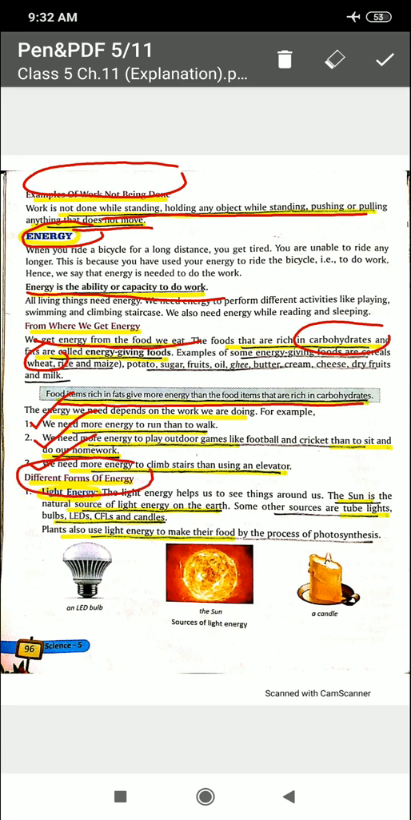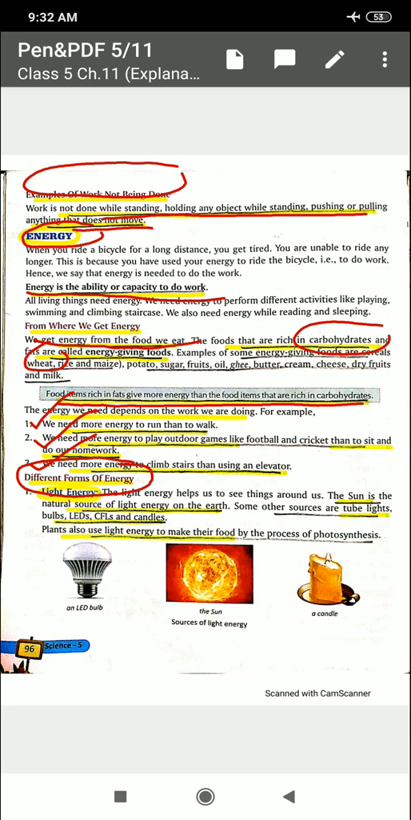Now see here, the next topic is different forms of energy. In your surroundings, in your daily life, you can easily see and observe different forms of energy. For example, light energy. From where do you get the light energy? Right now, if you are sitting in a room, you can observe the bulb or LED or CFL, which is providing the light energy.